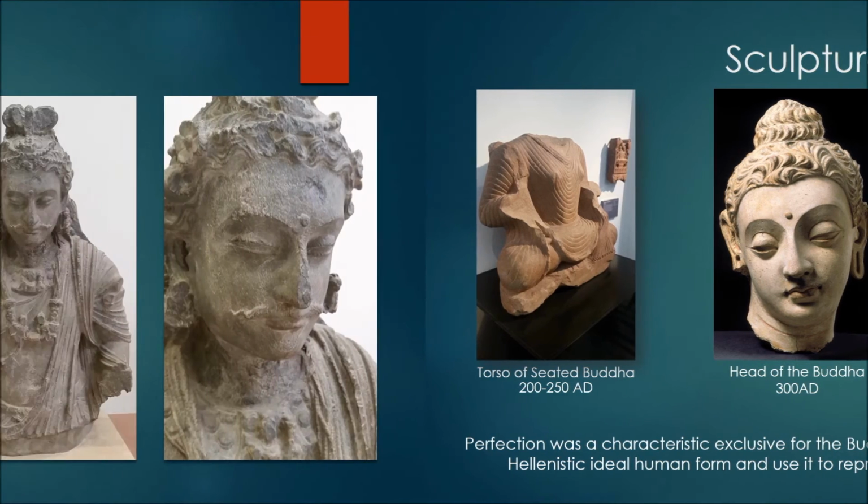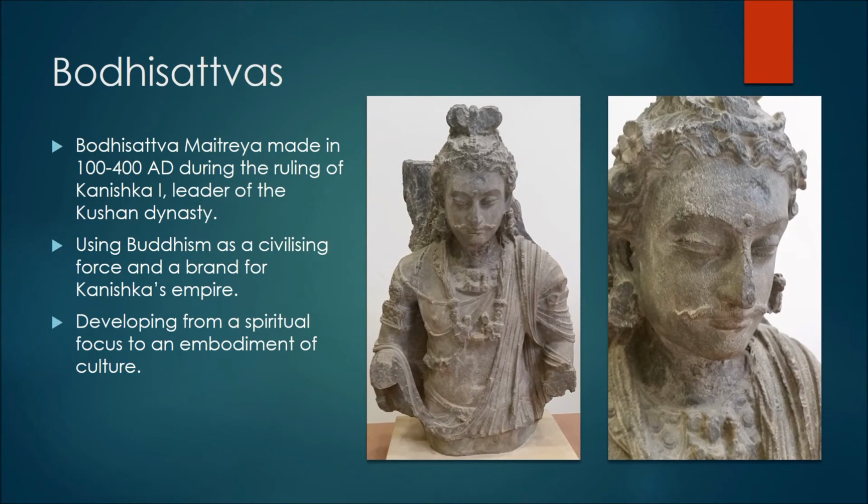The Bodhisattva Maitreya, made in 100 to 400 AD, was of the Kushan period, during the ruling of Kanishka I, a leader who was heavily inspired by the Greeks. Kanishka used Buddhism as a brand for his empire. He desired for Buddhist art to attract a wider audience. Thus, figures such as the Bodhisattvas were made more aesthetically pleasing than the simple Buddha. This method of developing a united empire through art was a method used by the Greeks.